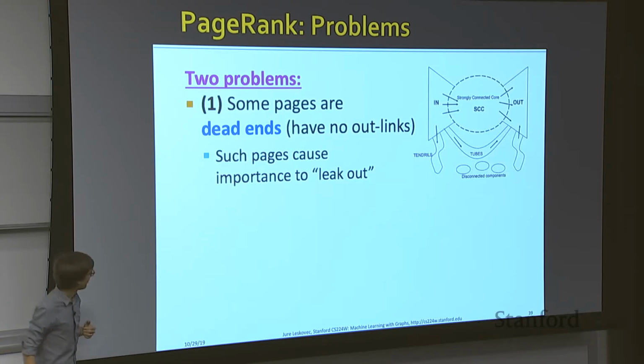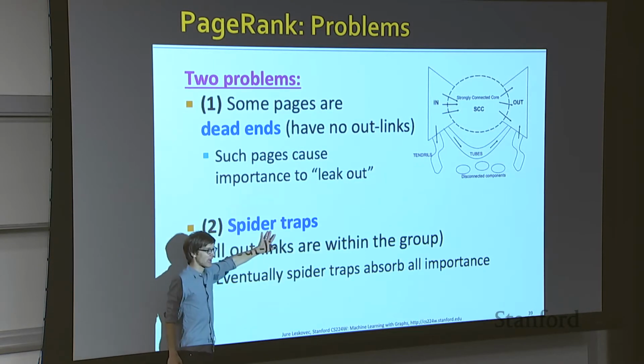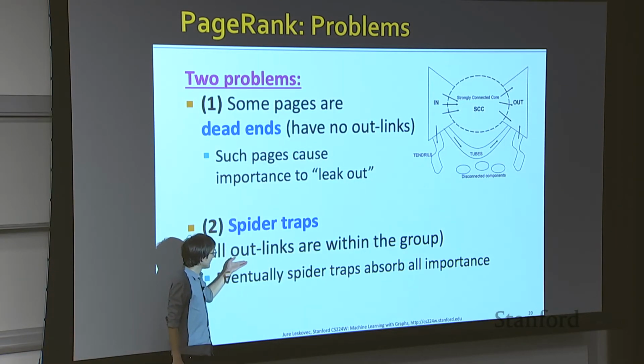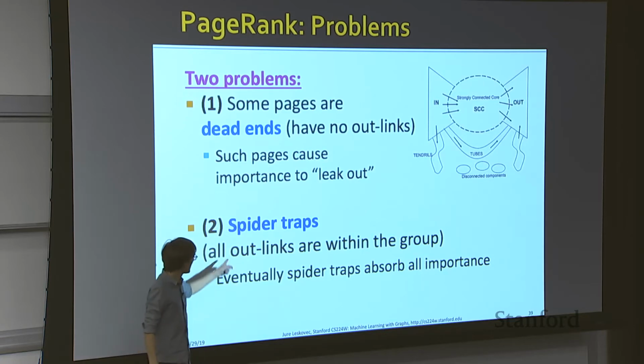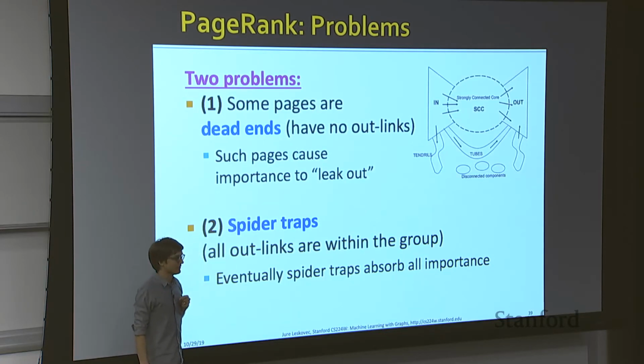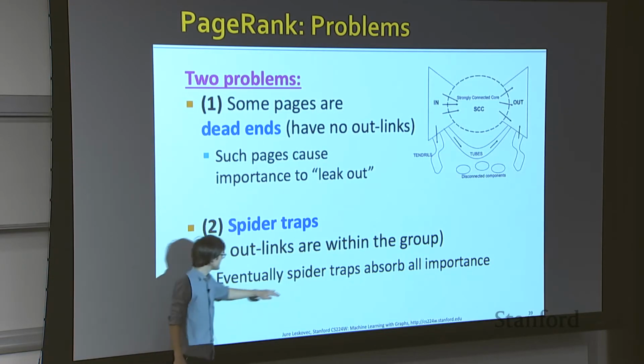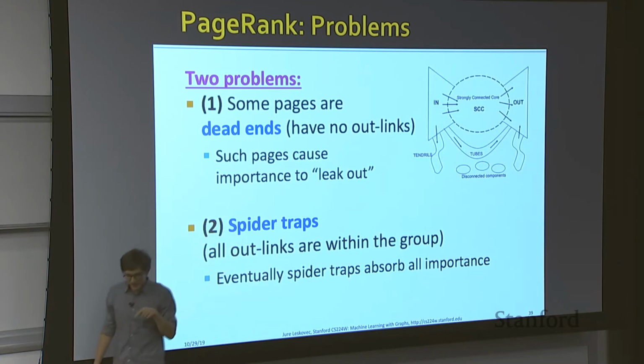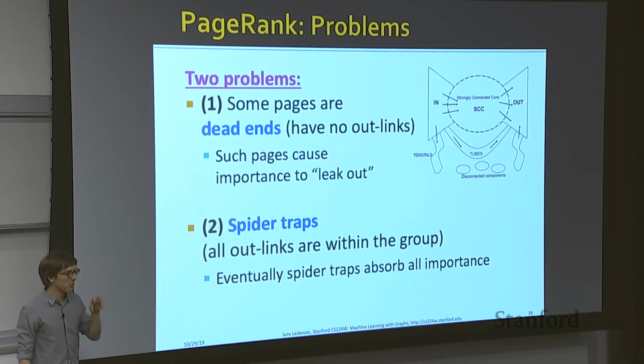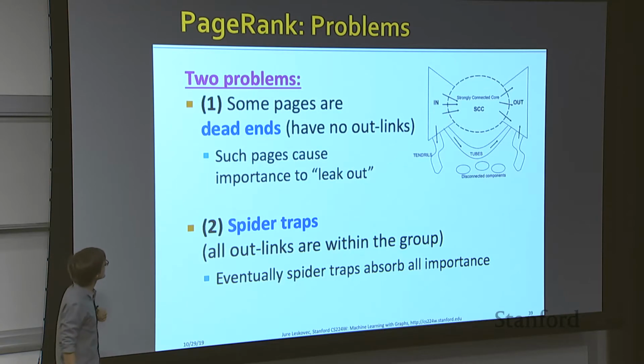There is another problem, which is called spider traps. These are basically cycles where the random walker gets trapped. And this means that eventually the spider trap will absorb all importance. So let me give you an example.